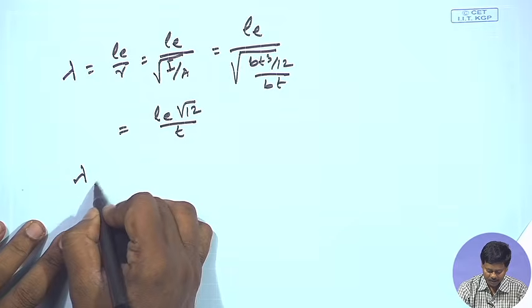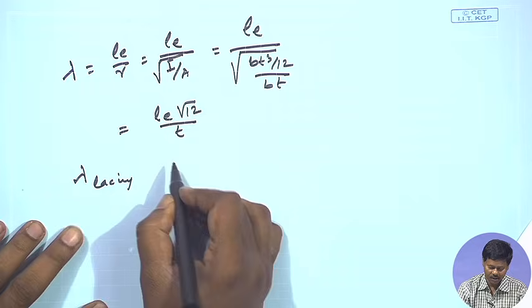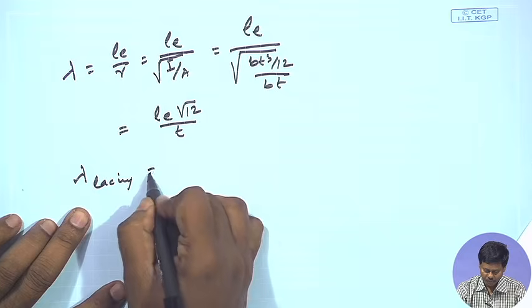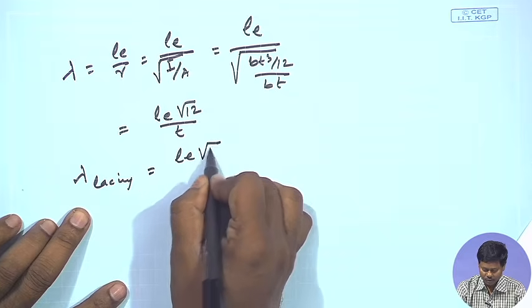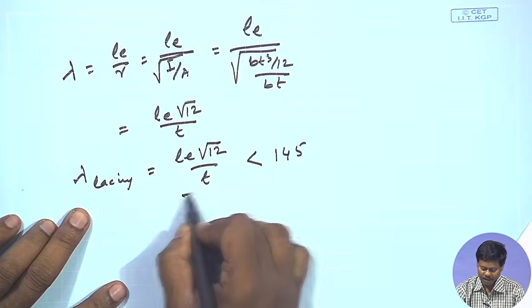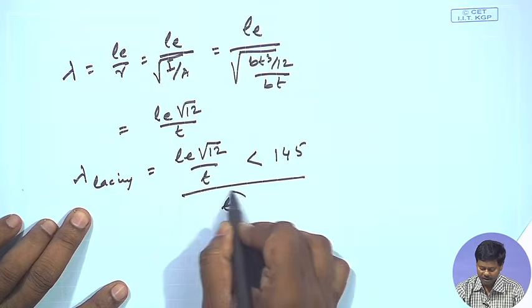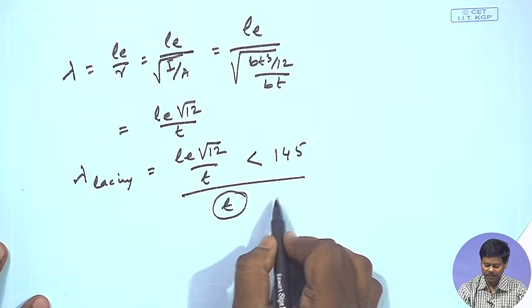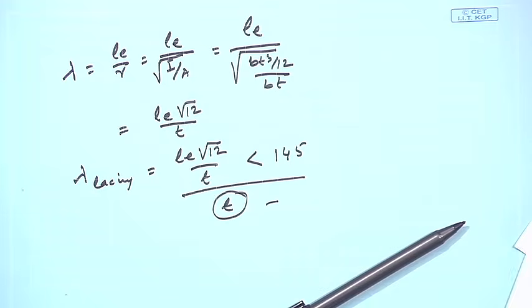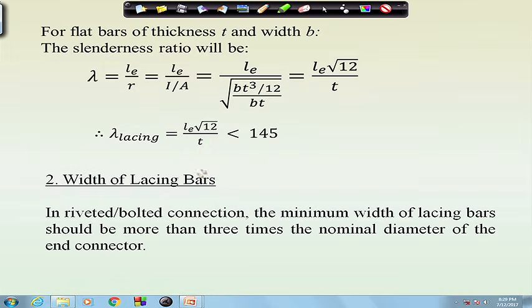So, lambda lacing, means the slenderness ratio of the lacing bar, should be LE into root over 12 by T and should be less than 145. So, this is how from here we can find out the value of T. The thickness T also can be found from here. Here R will be root over I by A. Now, width of lacing bar.